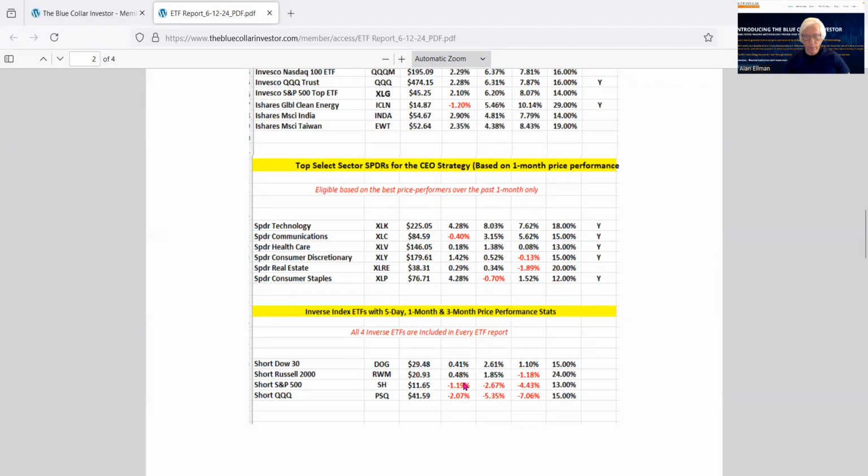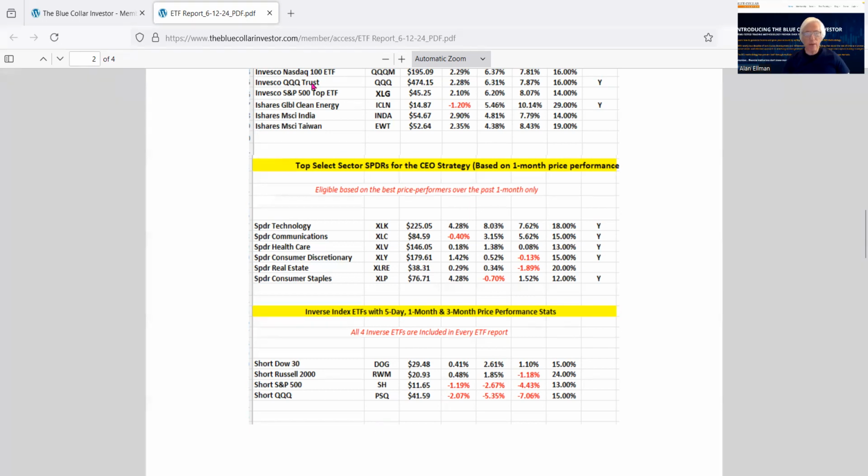Now, the last section of the ETF report are inverse ETFs. Those are exchange traded funds that go up when the market goes down and vice versa. We rarely use these, but in certain extreme bear market conditions, like 2008, for example, we could have made a lot of money writing covered calls or selling puts using these particular securities.